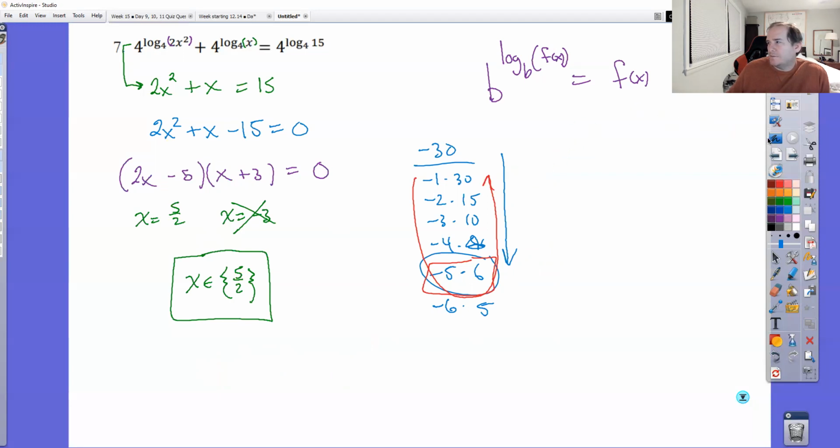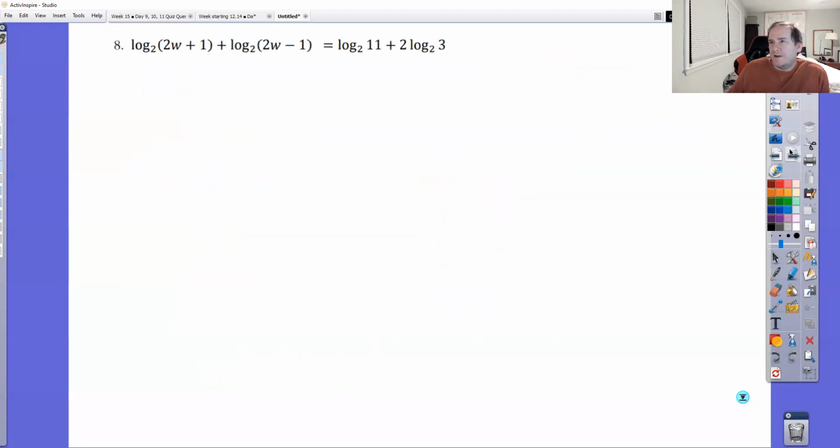Okay, pretty proud of that problem. Let's go and do the last one. Number 8. This doesn't look bad. Just combine your logs like we've been doing. This will be a log base 2 of, now it's 2w plus 1 and 2w minus 1. So you probably just want to expand that out. It would be 4w squared. And of course, you'd get negative 2w and positive 2w in the middle. So the middle terms would cancel and you just get minus 1.